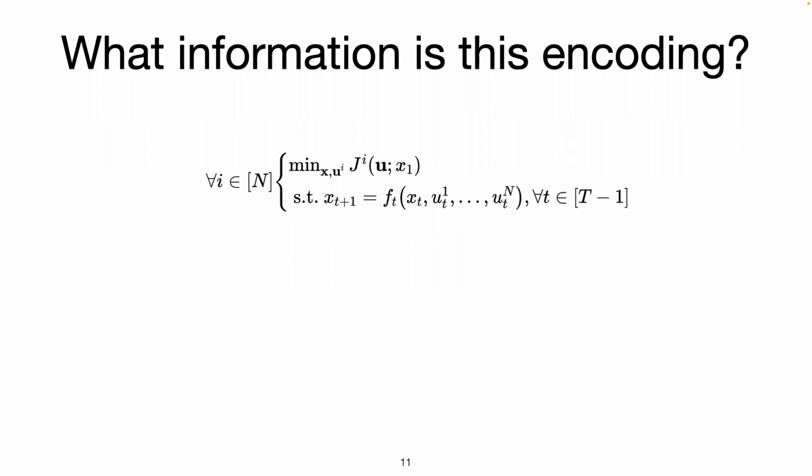So if somebody could chime in, what information is this problem encoding? When we look at time t, and we're at an equilibrium for this problem, we've got a time-indexed set of states, x's, and controls, u's. But what information does that correspond to? What information does player i have access to at time t?